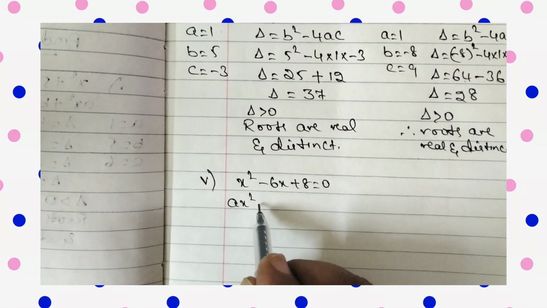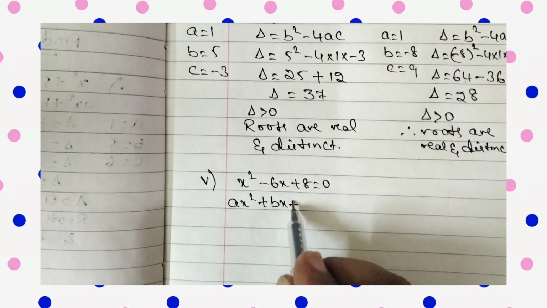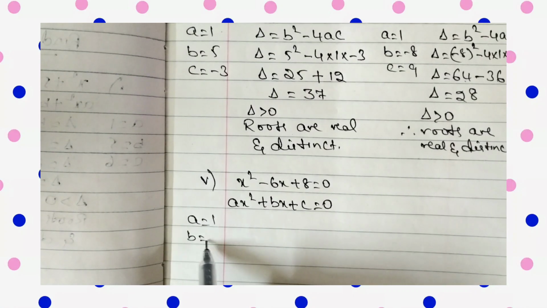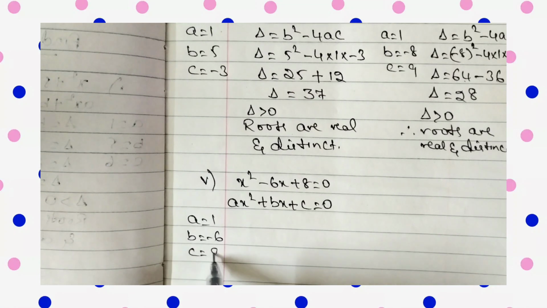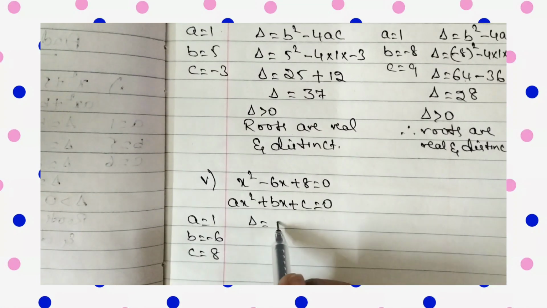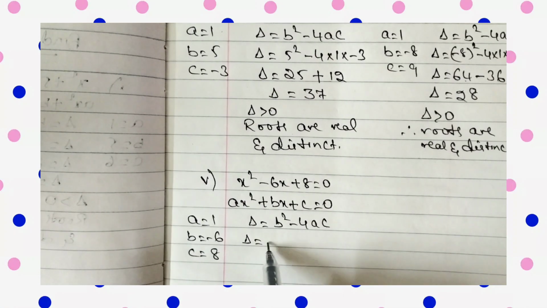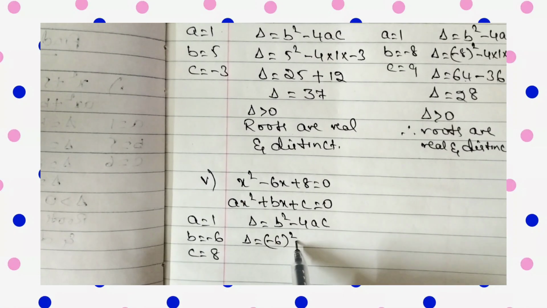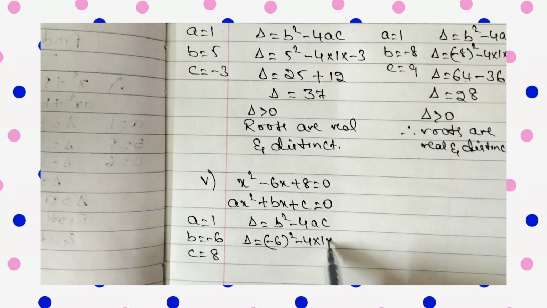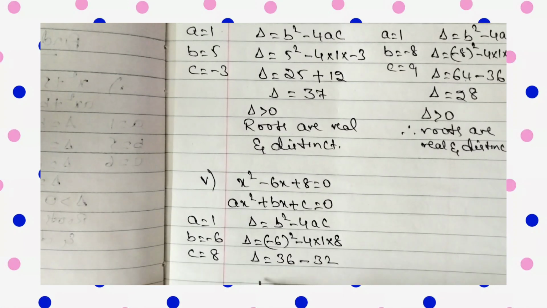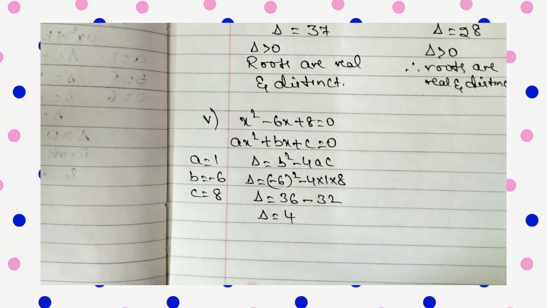Compared to the standard form, ax square plus bx plus c is equal to 0, a is equal to 1, b is equal to minus 6, c is equal to 8. The discriminant, delta, is equal to b square minus 4ac. So delta is equal to minus 6 whole square minus 4 into a which is 1, c which is 8. So delta is equal to 6 square is 36 minus 4 eights are 32. So delta is equal to 4. So 36 minus 32 is 4.